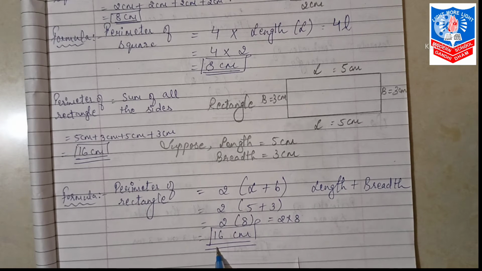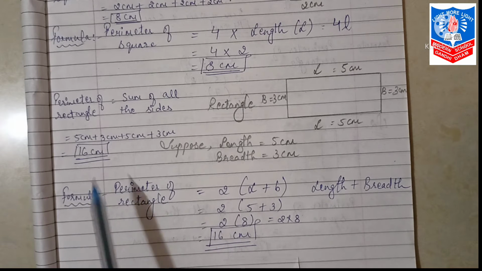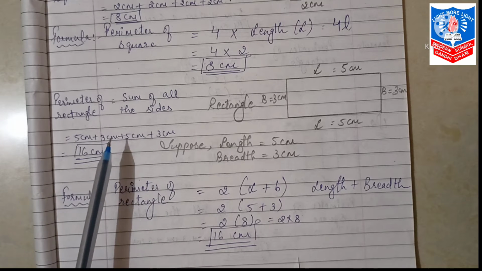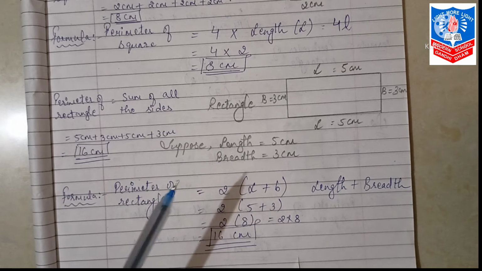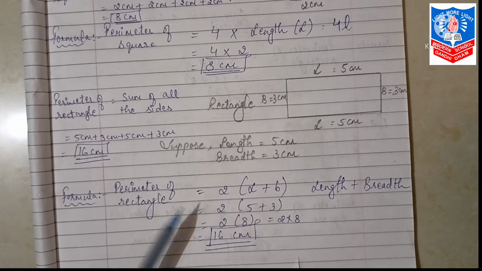8 twos are 16. Again, you can check the answer with formula and without formula. You are getting the same answer, 16 centimeter. In this way you can check your answer, whether your sum is correct or not. And our sum is correct over here.